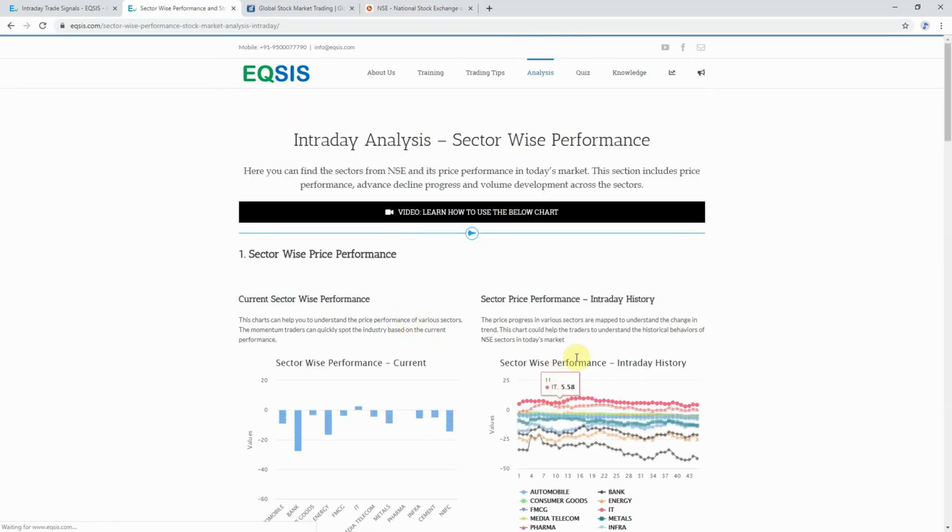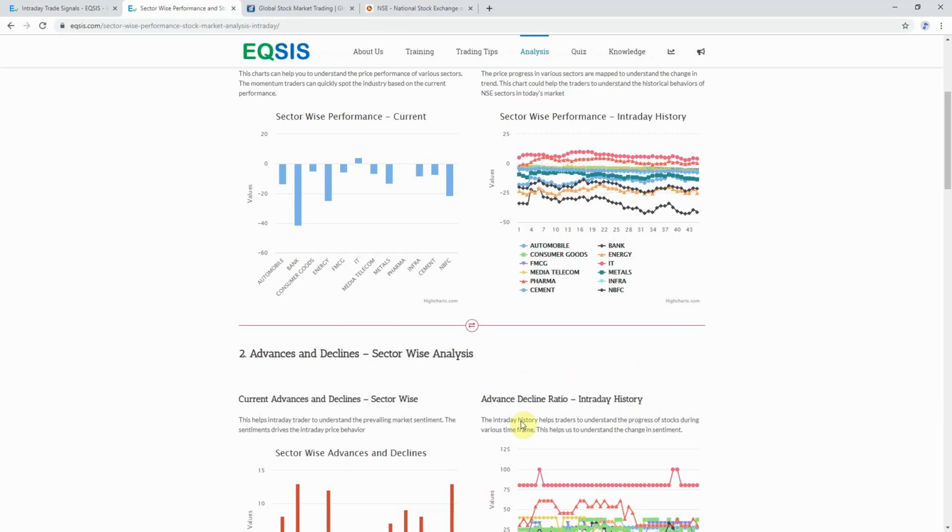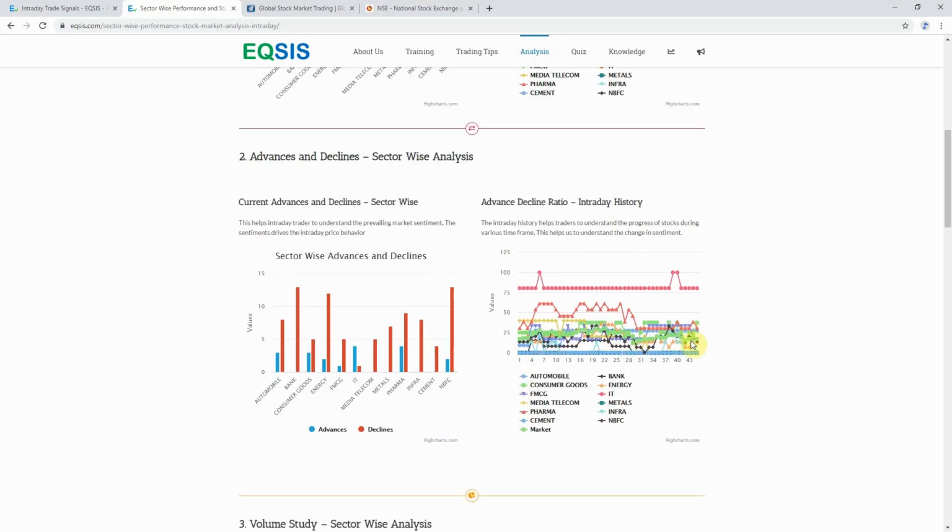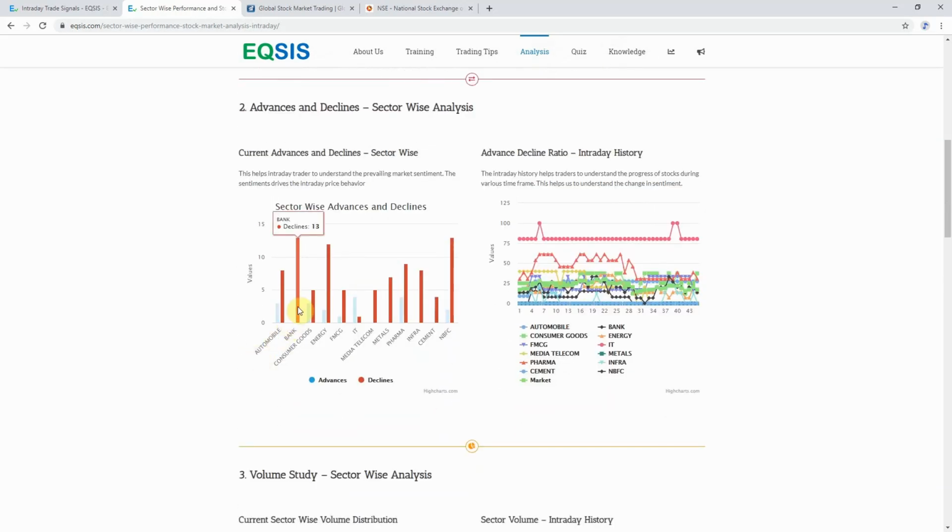If I go to a sector study, I think at EQSIS it becomes much easier. There are a lot of things available. You don't have to use everything. On a need basis, we may use it. But now look at this. Bank is pretty much negative today. I see there is a good weakness in bank. When it comes to bank, every other bank is actually on the downside.